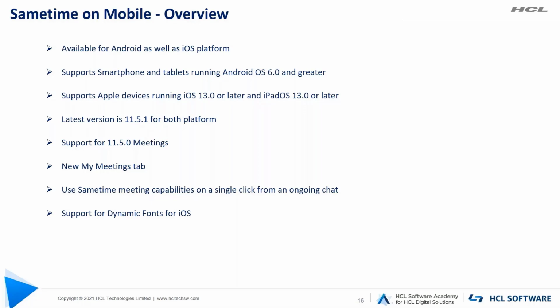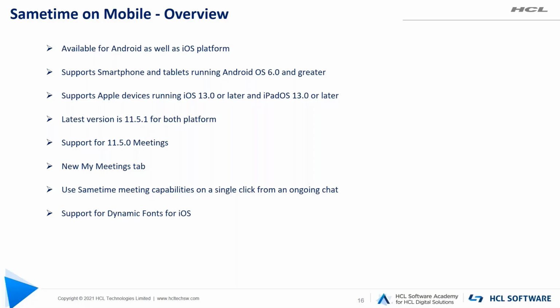So let's start. As you can see here in this slide, we support both the Android as well as the iOS platform for the Sametime mobile application. For Android devices, we support Android 6 and above, and for iOS, we support iOS 13 and above. For both platforms, the latest version is 11.5.1, which you can download from the respective app stores. In this latest version, we have added support for Sametime meetings, which is our recent addition to the Sametime family. And now you can use meeting capabilities from mobile devices also.